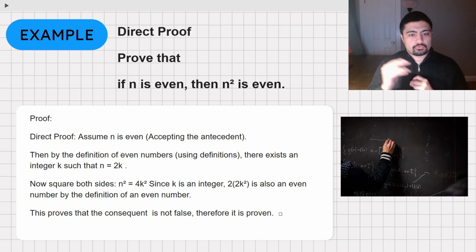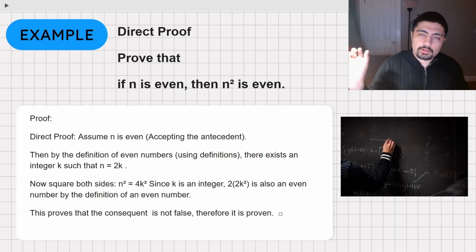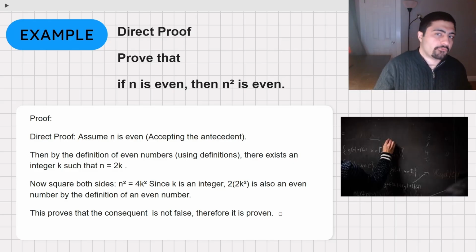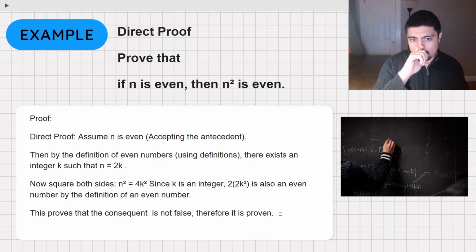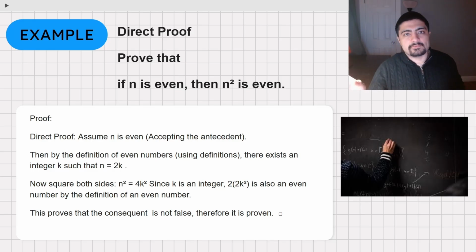So direct proof starts by assuming P is true, assuming the antecedent is true. We are trying to show that the consequent cannot be false, assuming that the antecedent is true. So assume n is even. Assume n is even, okay?